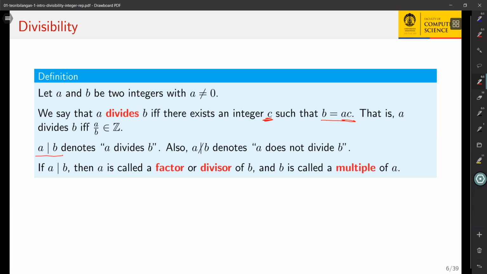So with this we have a clear and formal definition of what it means for a number to divide another number, right? So you say an integer A divides B if and only if there exists an integer C such that B is equal to A times C, or C times A in this case, right? Now, obviously in this case, C is also a factor or divisor of B, right? And also B is a multiple of C as well.